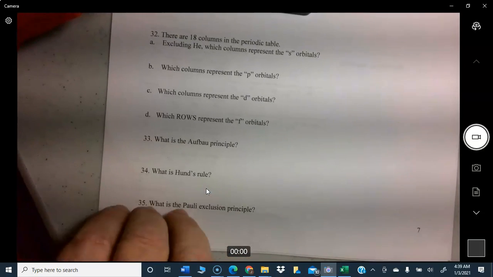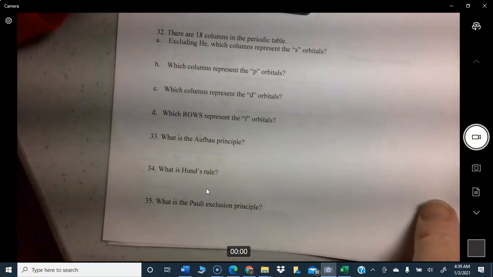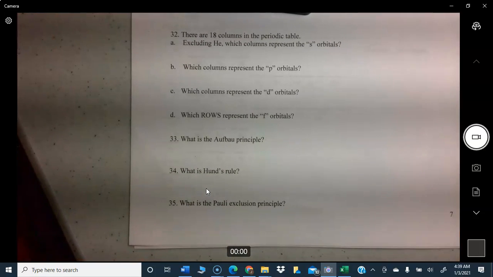What is Hund's rule? Hund's rule says that electrons spread out so as to maximize their spin. That's the technical jargon term for it. But what it means is you put, in the p orbital, for example, up arrows in the px, the py, the pz, and then you go back and put down arrows in the px, py, pz. You'll see that in just a minute.